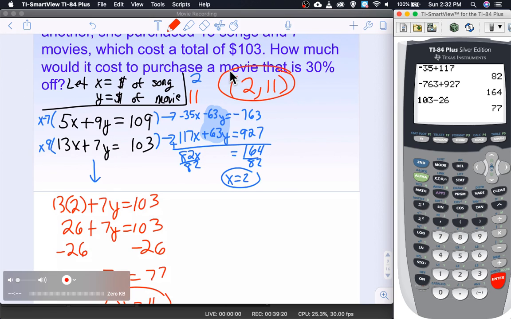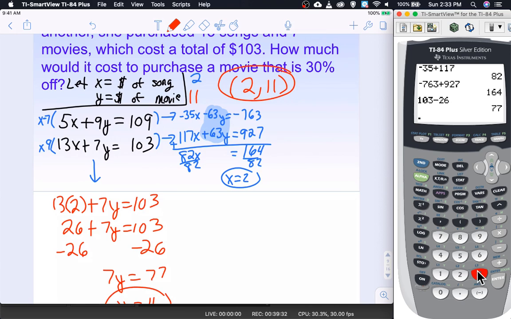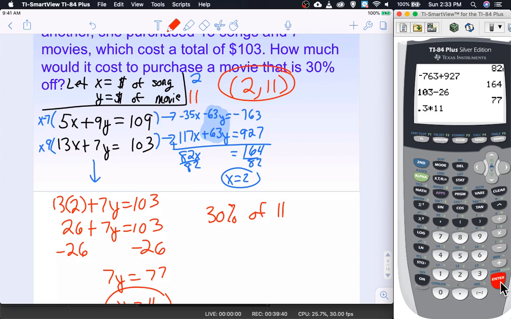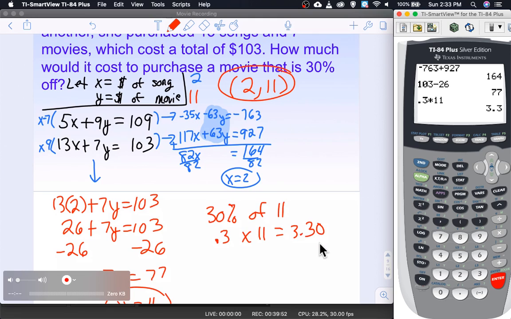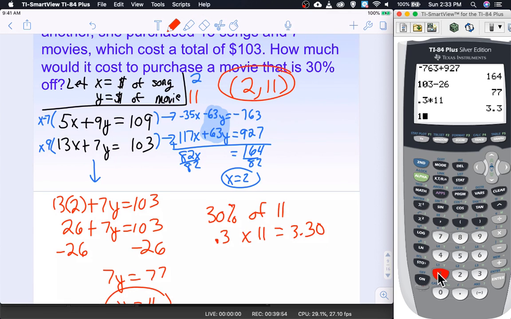So I want to purchase a movie that is 30% off. So if it normally costs $11, what would be the cost if you subtracted 30%? Well, 30% of 11 is 0.3 times 11, which is $3.30. That's how much we would save. If it's 30% off, we would save $3.30. So $11 minus $3.30 gives us a cost of $7.70.